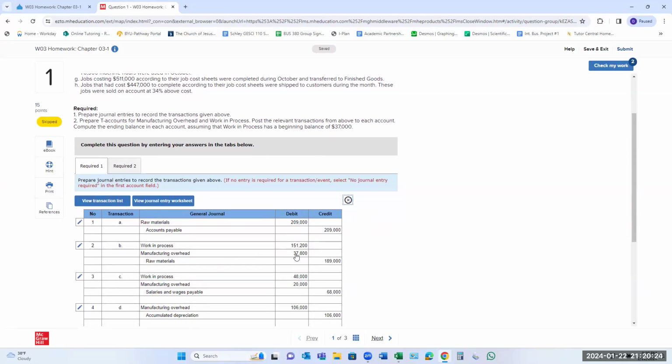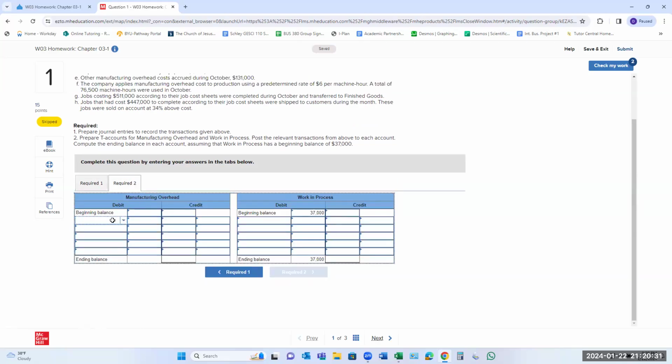37,800, and this is entry B. So right here, I'm going to pick B because that's the one it was, and then it was 37,800, and it was a debit. So transaction letter goes here, debits go here. If it's a credit, then the transaction letter goes over here, and the number goes here.